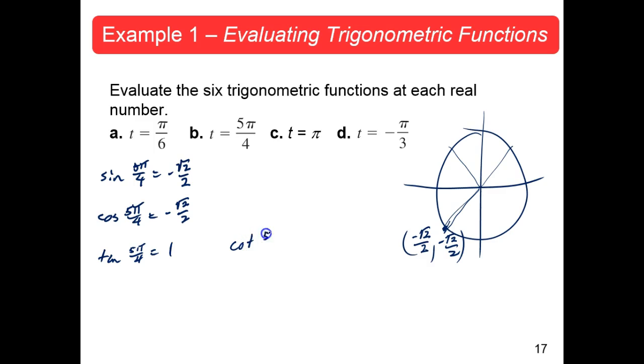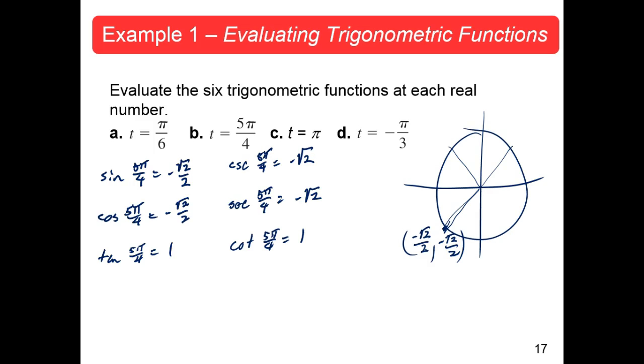Cotangent of 5 pi over 4? 1 over y. No, 1 over y is your cosecant. This is cotangent: x over y. What does that give you? 1. Perfect. And secant of 5 pi over 4 is 1 over x, so it's 1 over negative root 2 over 2, which is negative square root of 2. Perfect. And cosecant of 5 pi over 4? Negative root 2. Perfect. Way to go.